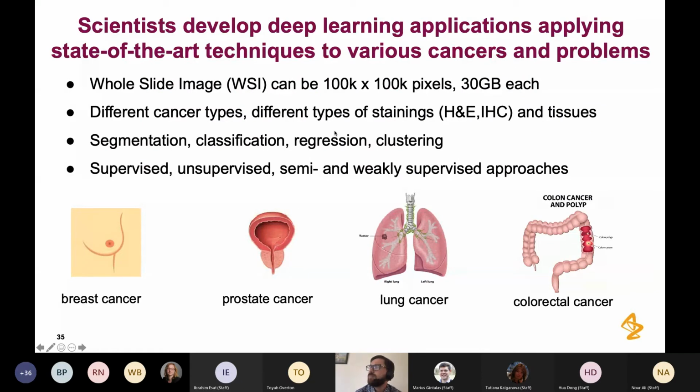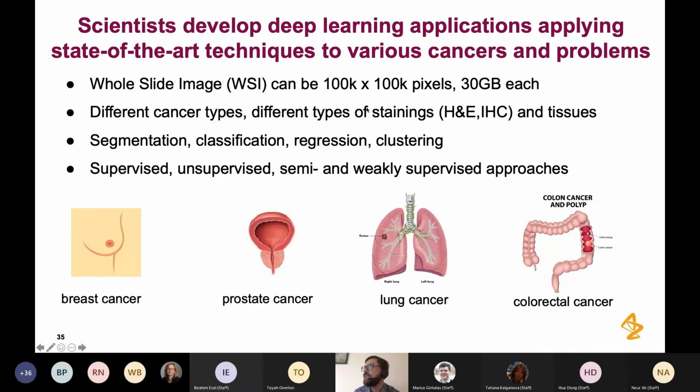Yeah, so these are our tasks. For example, when you work in the medical field as an AI scientist, you develop deep learning applications and apply state-of-the-art techniques to various cancers and problems. For example, whole slide images are huge, and you have different cancer types. It can be lung cancer, prostate cancer, breast cancer, and different types of staining. As I mentioned, H&E, hematoxylin and eosin stained image, the purple image. It can be immunohistochemistry image. It can be multiplex immunofluorescence. It can be computerized tomography, CT, MRI, whatever.